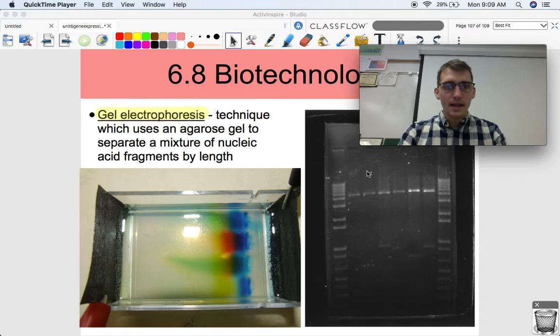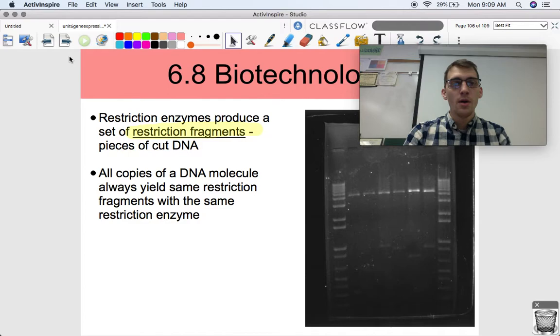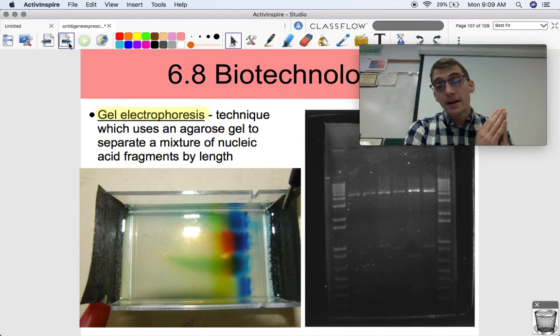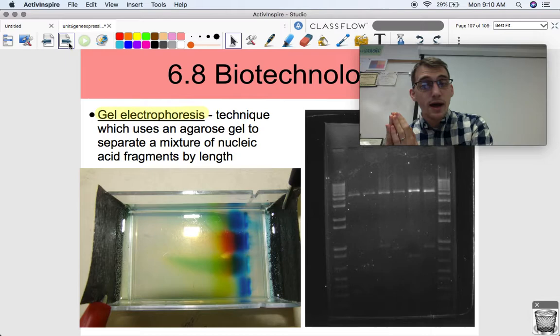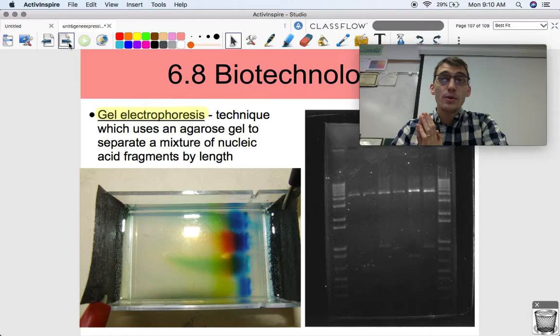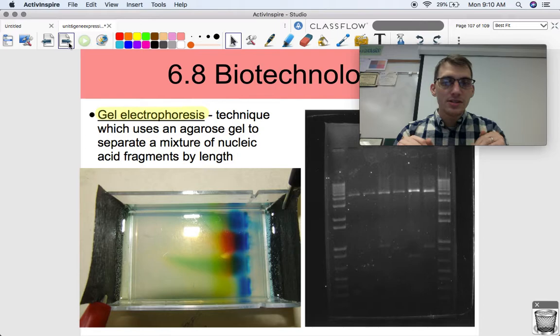Okay, and I want to go back to this point over here. All copies of a DNA molecule always yield the same restriction fragments with the same restriction enzyme. This is how DNA fingerprinting works. You can take DNA that you found at a crime scene, and you have to make a bunch of copies of it, but I'll talk about that in a second, and you can take DNA that you isolated from a suspect for the crime, and then you can apply the same restriction enzymes, and if it makes the exact same pattern on your gel electrophoresis, that's your criminal, okay?